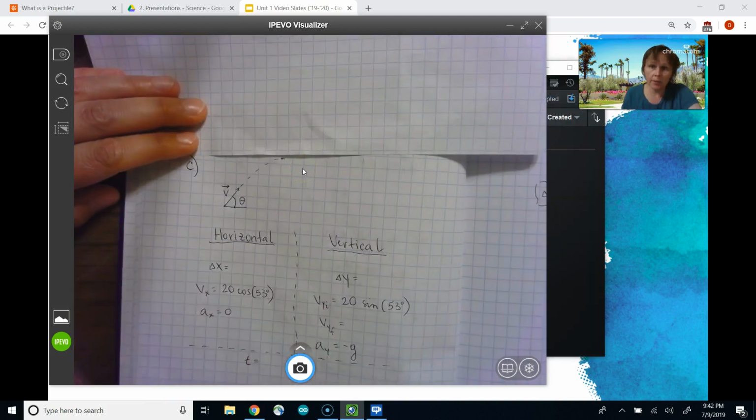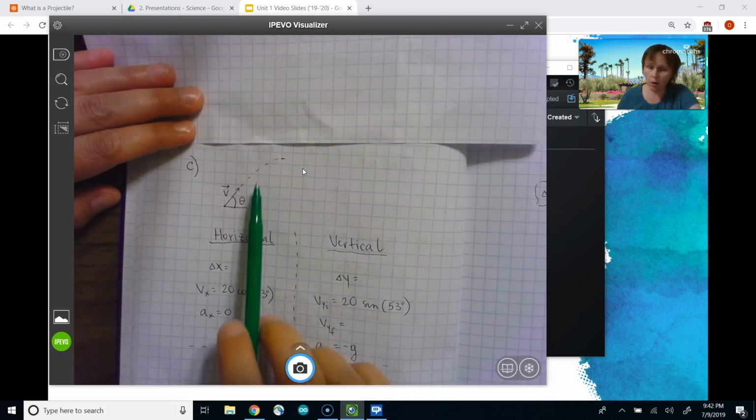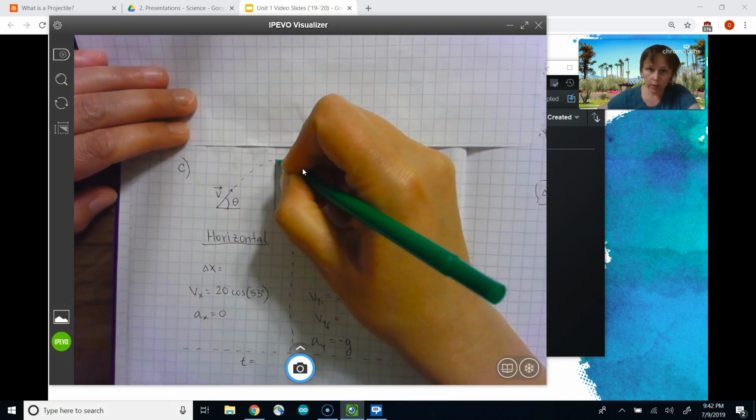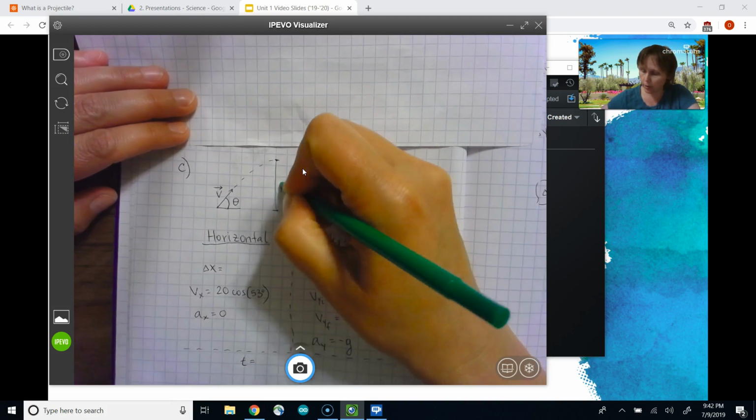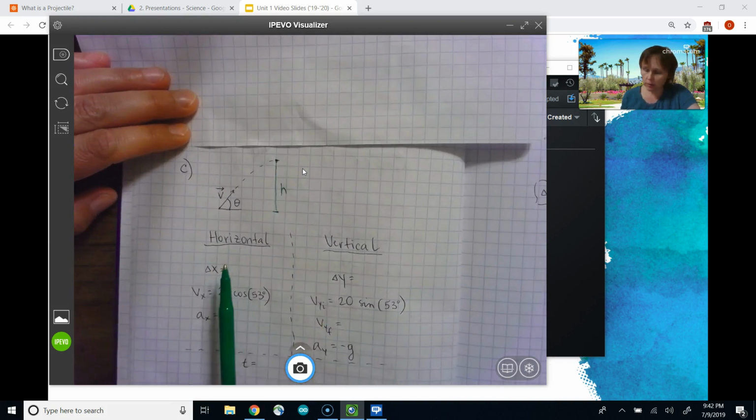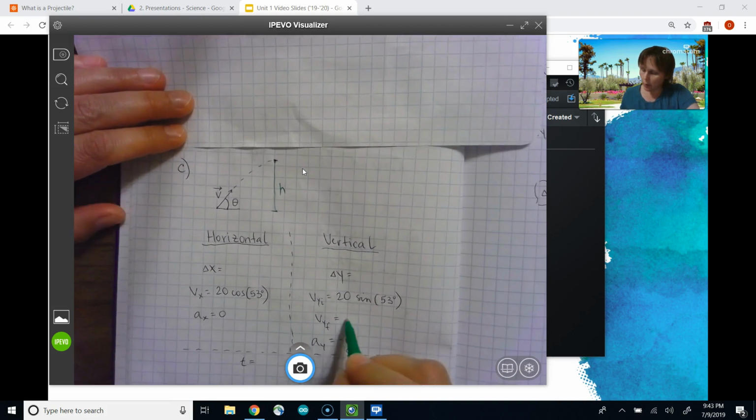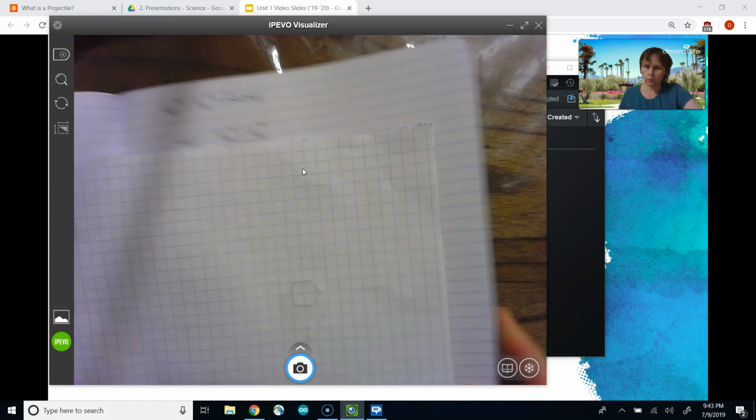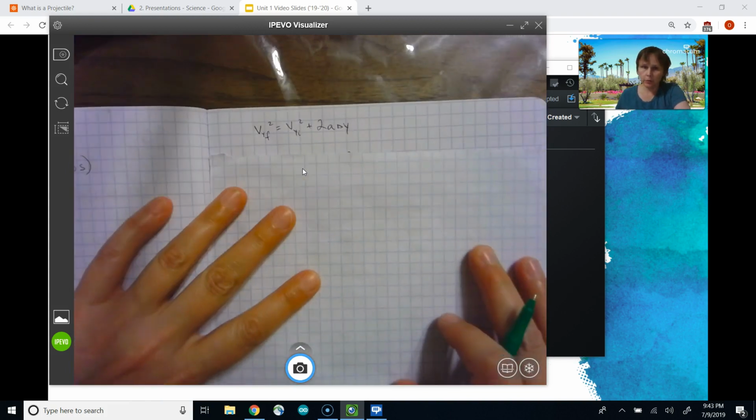So for the final question, we need to find how high it goes. So we need to find the height from the highest point to the ground, at the moment when the object is at the highest point of the trajectory. So we have the same horizontal and vertical. We have Vx, Vy initial, and we have Vy final, which is 0. So that is how we're going to find the height.